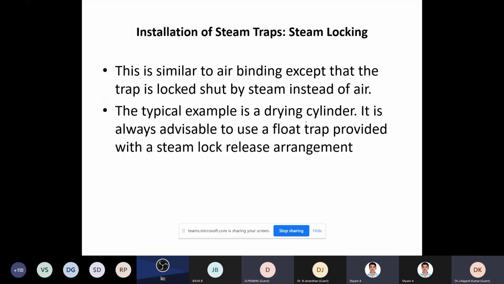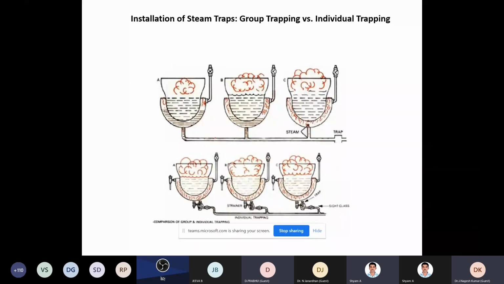So the steam traps themselves, sometimes you can have a group trapping for a set of equipment connected to a common condensate line. You can have a common trap, group trap. Or you can have individual trapping. Again, you have to make a choice in the beginning whether it should be group trapping or individual trapping.